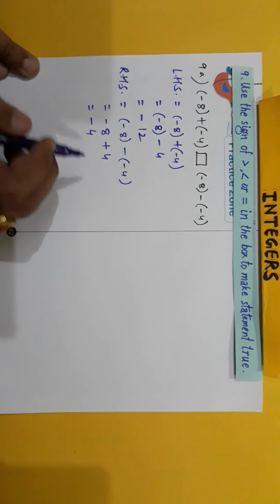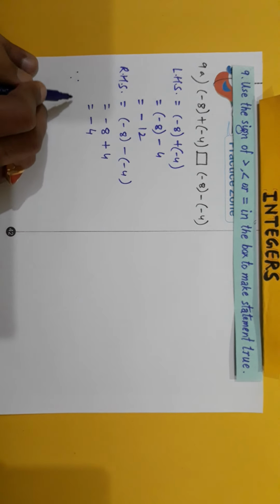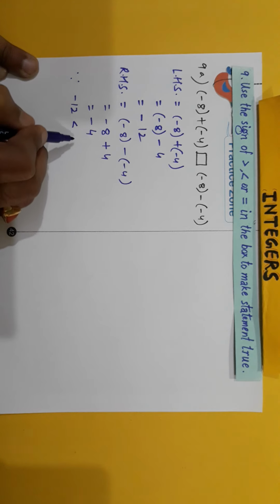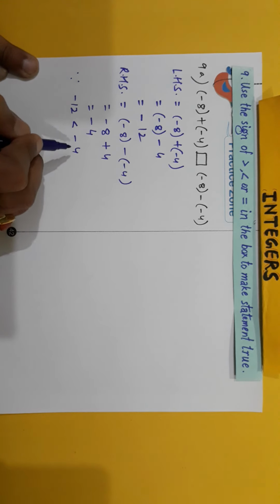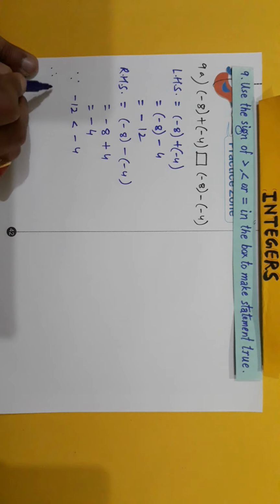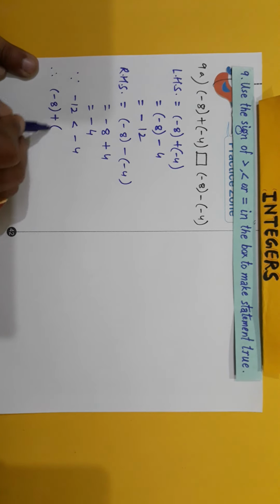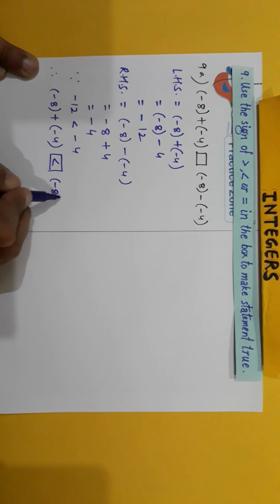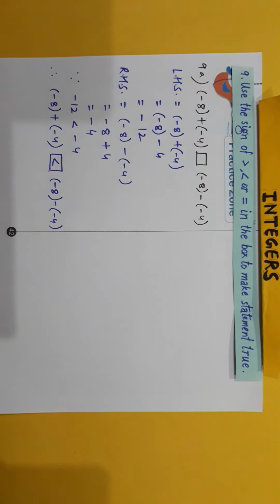Now what you observe is that since minus 12 is less than minus 4, therefore minus 8 plus minus 4 is less than minus 8 minus minus 4. After part A, now let us do the C part.